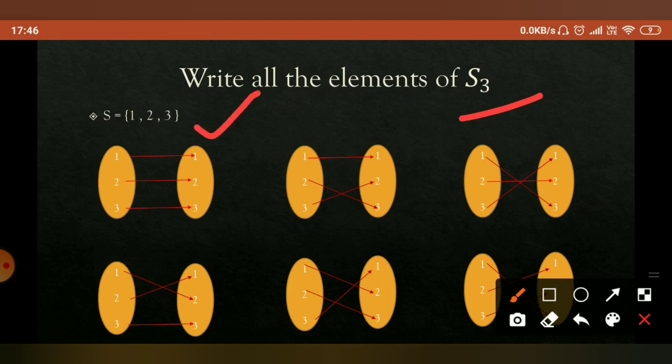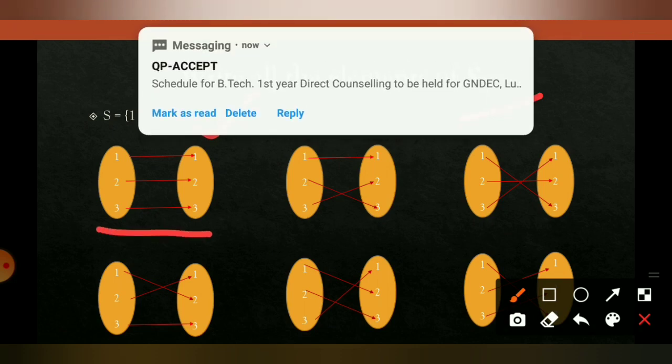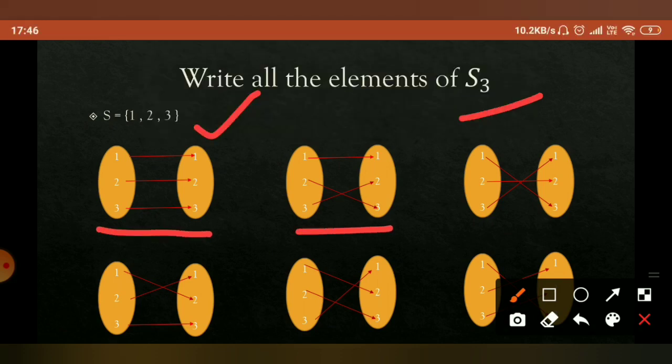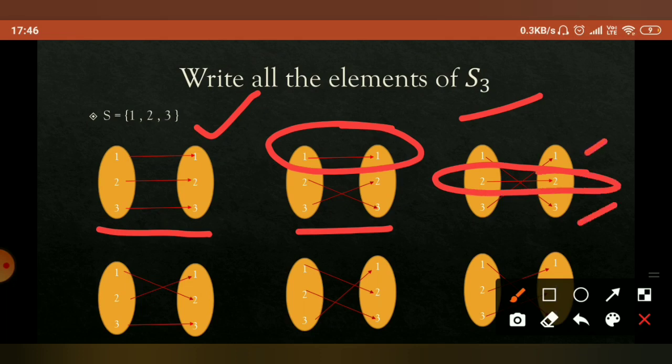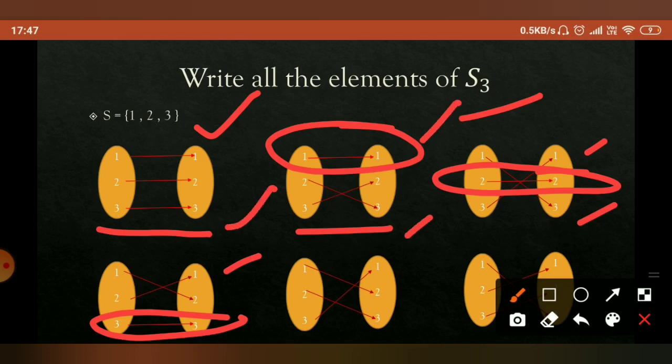Firstly, we attach each element to itself, which gives us a 1-1 onto permutation. In the next, I have kept the element 1 fixed and the other 2 are crossing. In the next, 2 is fixed and the other 2 are crossing. In the next, 3 is attached to itself and the other 2 are crossing. So in this way, first you attach every element to itself, then keep one fixed and cross the other two, and in the last two you can see all the elements are crossing, no element is attached to itself.